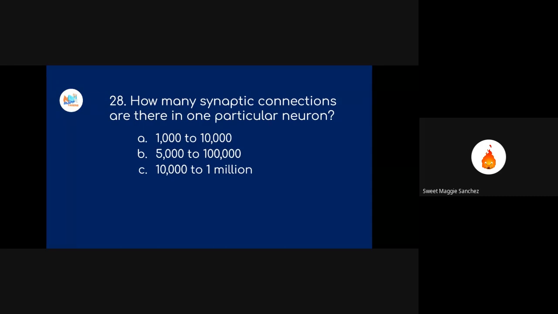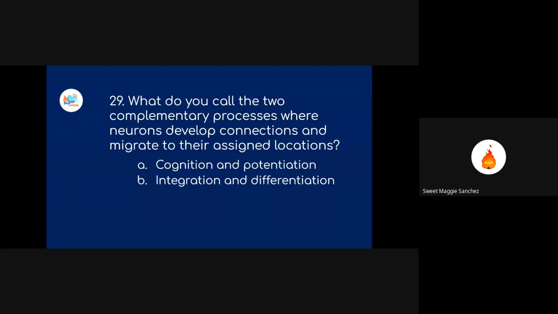Okay, timer stops. Question 29. What do you call the two complementary processes where neurons develop connections and migrate to their assigned locations? Is it A, cognition and potentiation, or B, integration and differentiation?